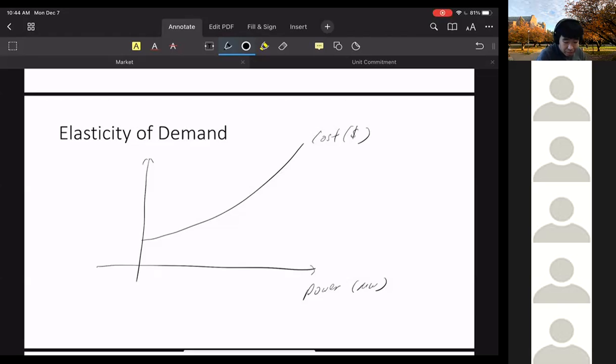The demand curve really looks something like this. It's basically something like this. It's almost a vertical line. This is demand. And this is almost vertical.